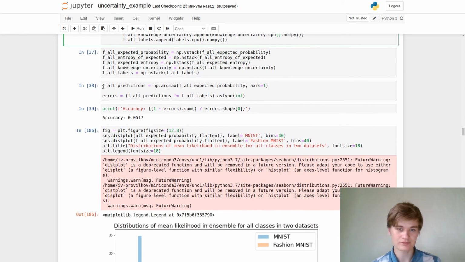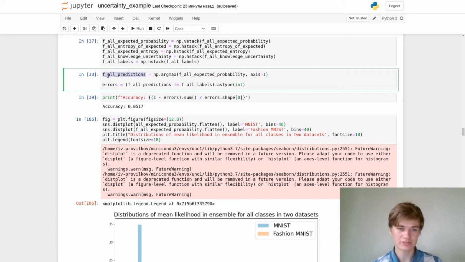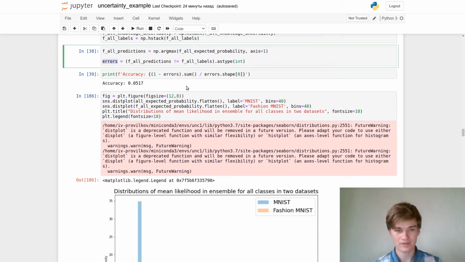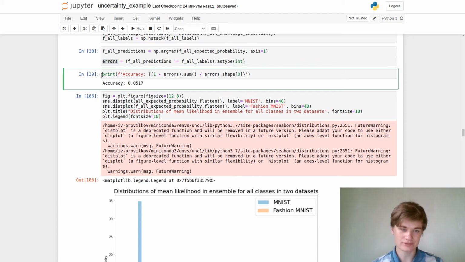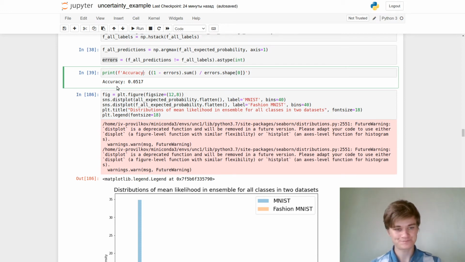And for it, I also have predictions and errors. And you can see that our model is random on this dataset, so it doesn't know the true classes because we didn't train it on this dataset, and so it has very low accuracy.